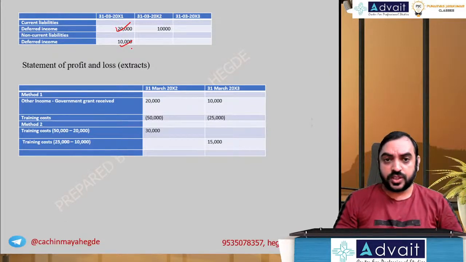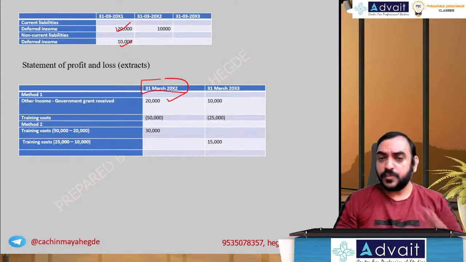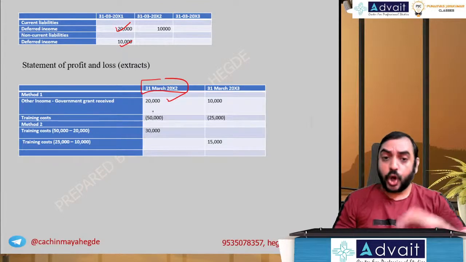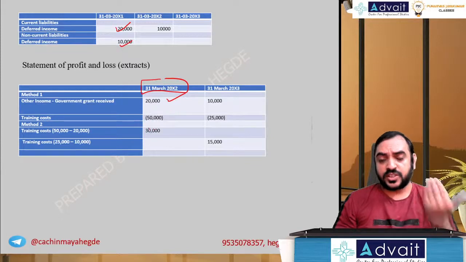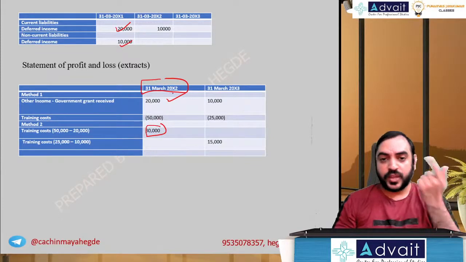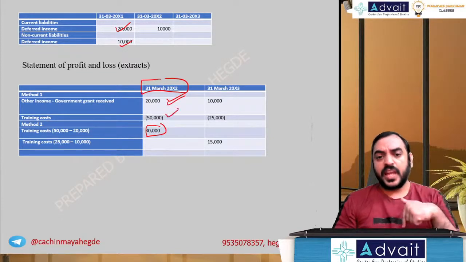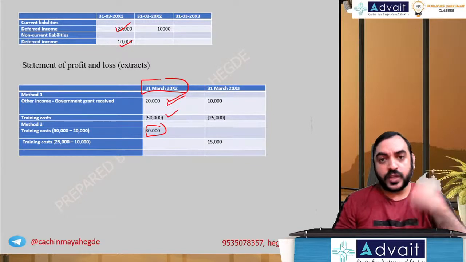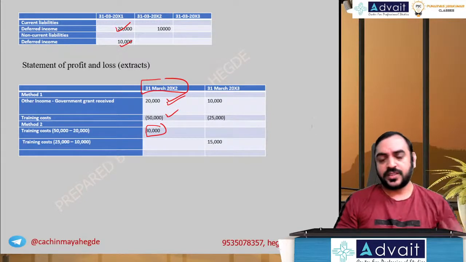And on 31st March 2002, what happens? You take the 20,000 government grant to other income. You can show it under that method, or the expense is 50,000 and the training cost grant is 20,000, so you show the net amount. So you can show income 20,000 separately and expense 50,000 separately, or you can show net expense. Both are allowed as per the standard.